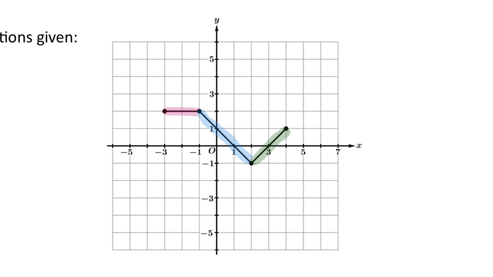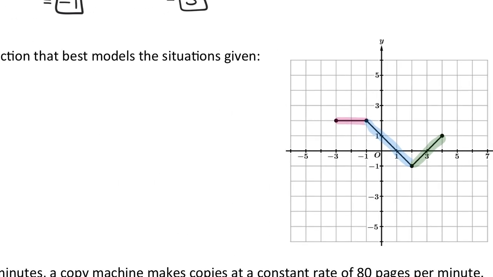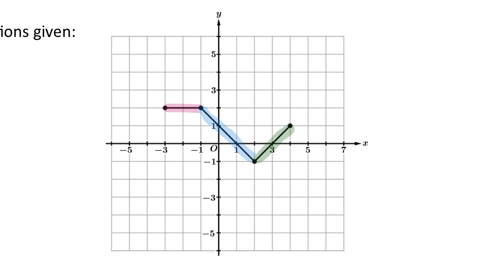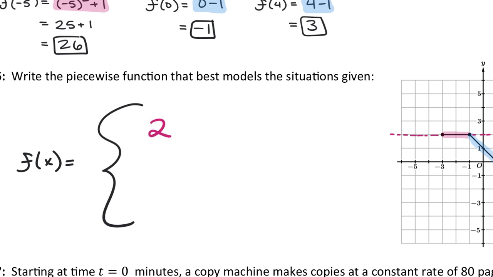Okay, if I were to only look at the red part, and this red, don't draw this part in because it might be annoying for you, but if this red line was extended all the way across the graph, what would be the equation for that line? Y equals 2, because it's a horizontal line. It's a horizontal line at 2. So my piecewise function is going to start with that information. It's going to start with the fact, so f of x equal to giant squiggly, that the top equation, my first equation, is just 2.